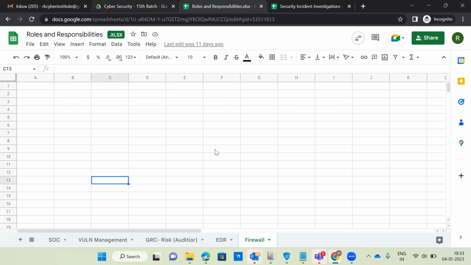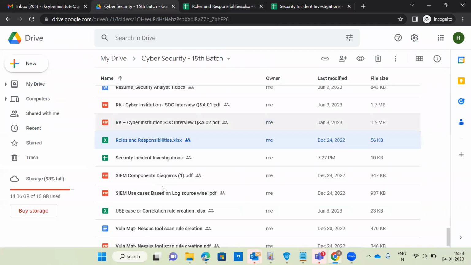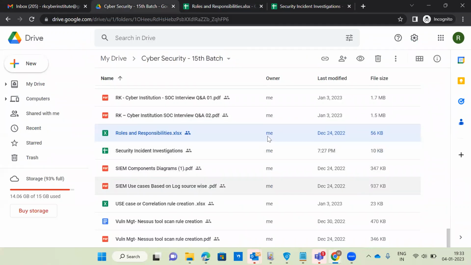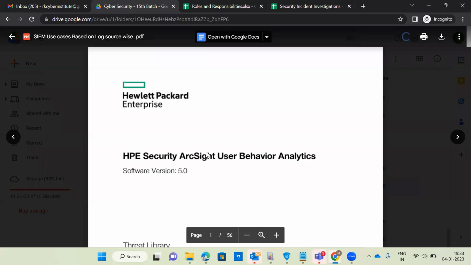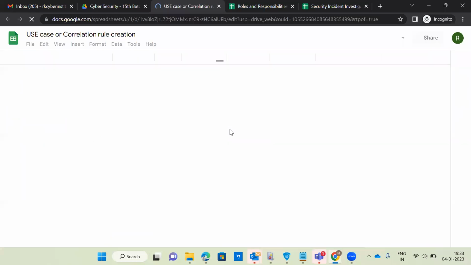Next one is components and SIEM use cases. We already discussed, based on the log source, what use cases there are. Also very, very important is use case correlation rule creation. For this one, I will take one more session, maybe coming Monday or Sunday, on this logic. Okay. Next one. One more thing I thought to say.